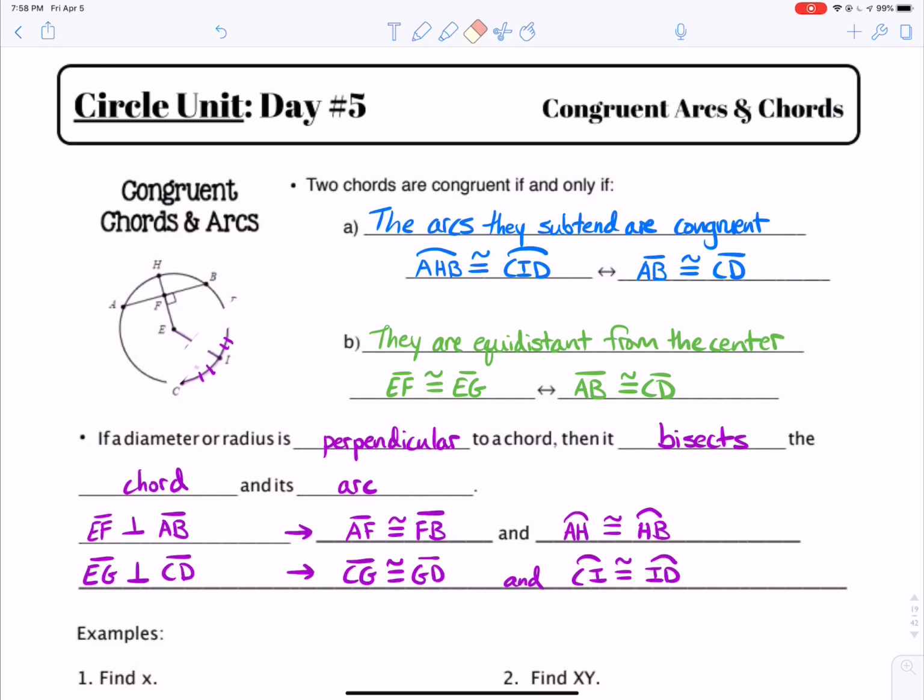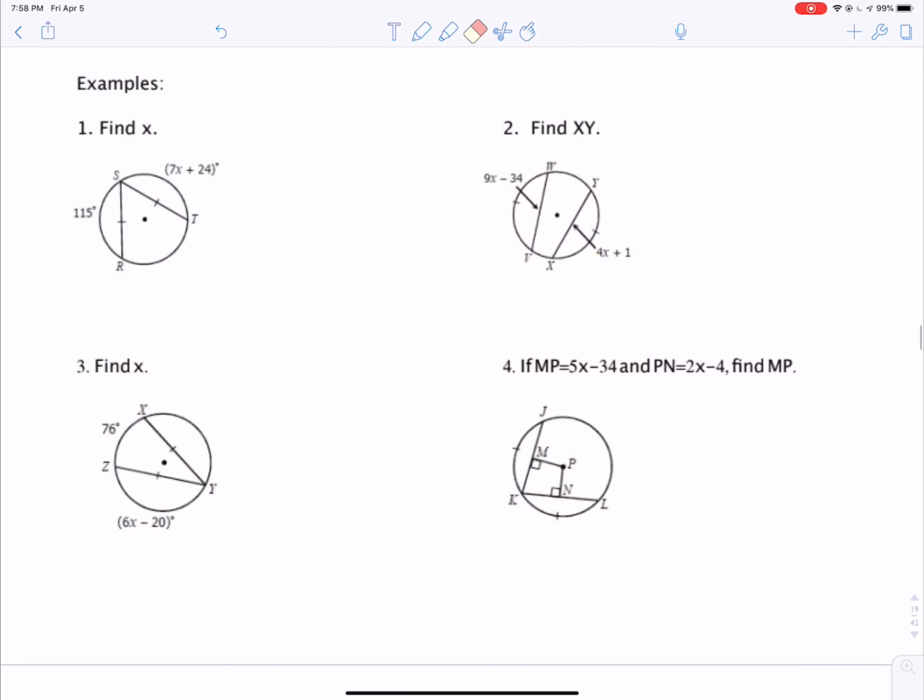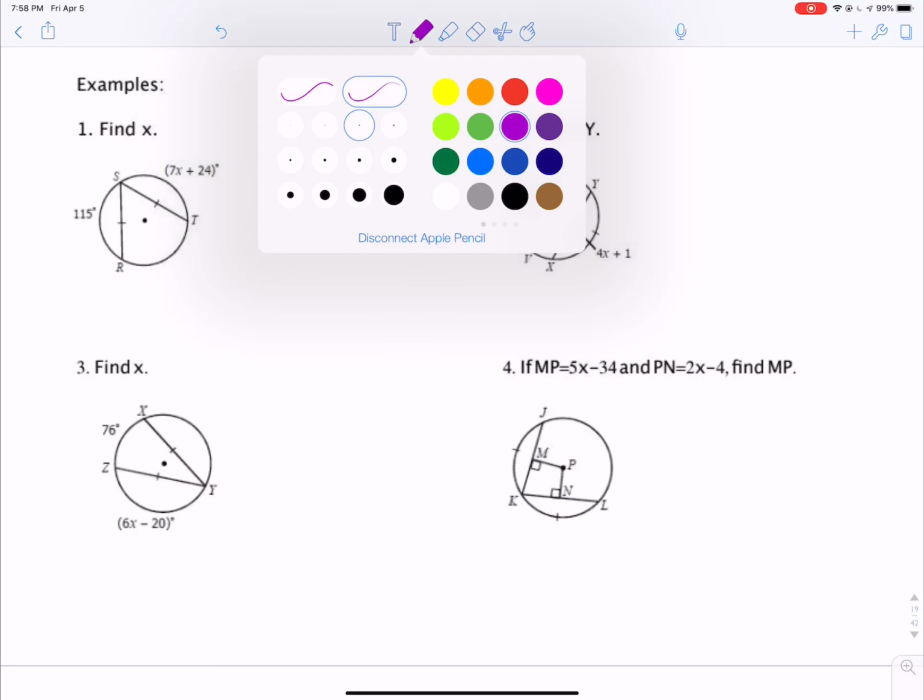So that's just a lot to draw all at once, so I did it one at a time, and then I've written out all the things that it means. If EF is perpendicular to AB, we know AF would be congruent to FB and AH would be congruent to HB. That's the bisected chord and the bisected arc. If EG is perpendicular to CD, then CG is congruent to GD, and CI, the arc, is congruent to arc ID. So let's take a look at some examples of these rules and work them out.